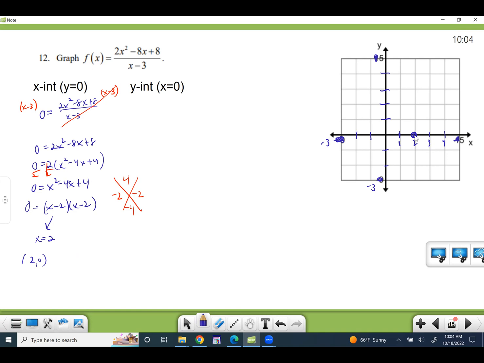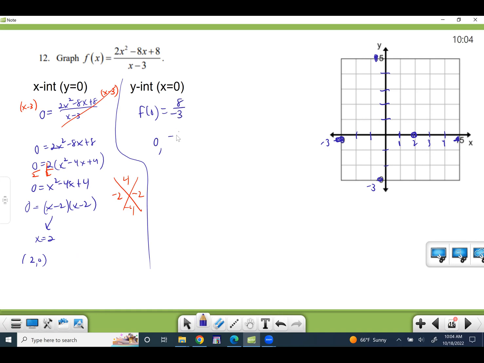All right, then for the y-intercepts, we have to let x be 0. And I want to make sure that you guys just understand all the things with x's in it are going to go away because you're plugging 0 in for them. So just the 8 over -3 will survive.